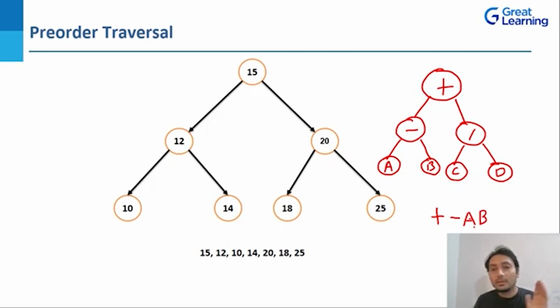Now we are done with our root node and our left subtree. So what is remaining? The right part. On the right part we have the division, then we have the operands C and D. This is one more important application of pre-order traversal: you can convert an expression tree into a prefix notation. I hope with this you had a better understanding of pre-order traversal.